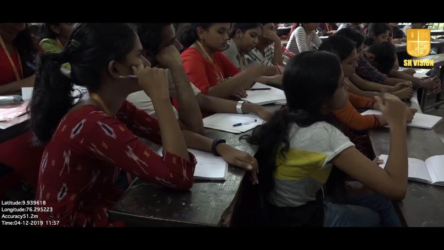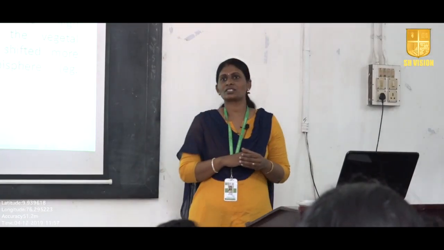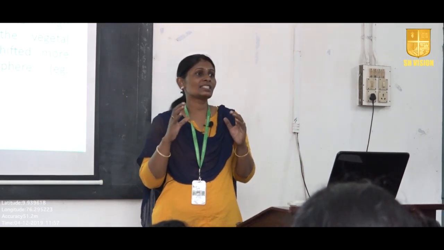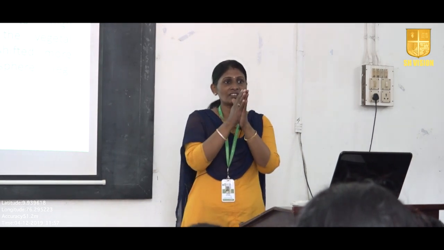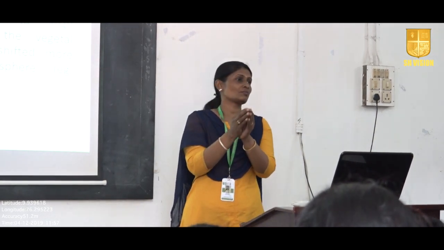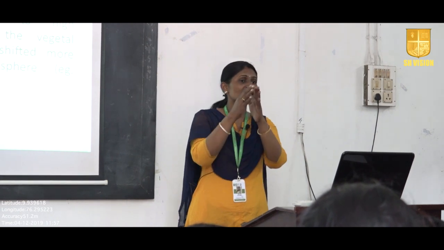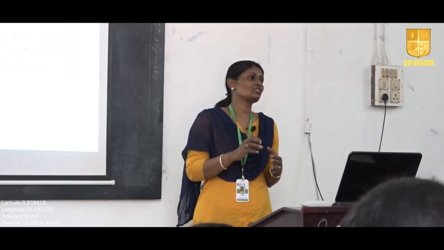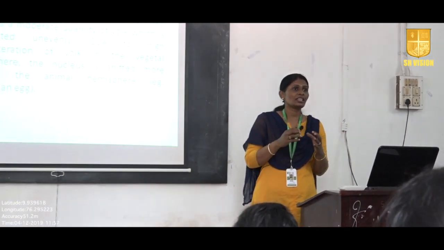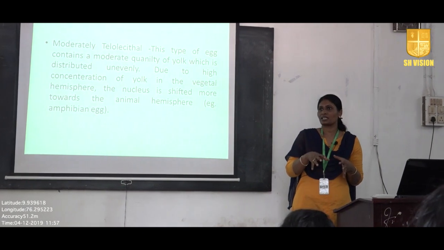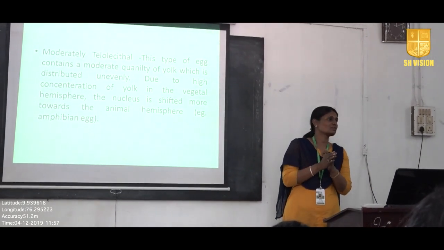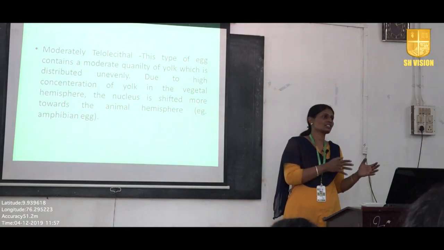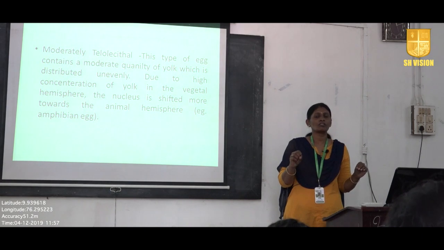And then you have moderately telolecythal one, which is characteristic of amphibia. Yolk plays a major role when it comes to cleavage. When cleavage occurs, the clear cytoplasm or the metabolic point divides faster when compared to the vegetal pole. In the vegetal pole, that division is a bit slow. There mostly it's fat deposits that are present, so there the division is a bit slow. And this cleavage pattern changes because of the distribution of yolk.